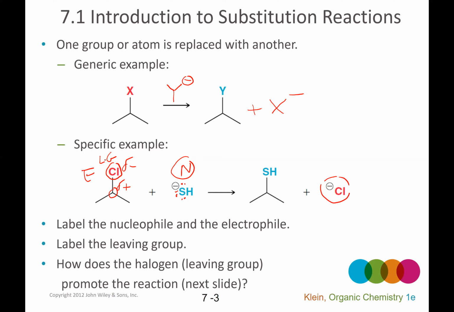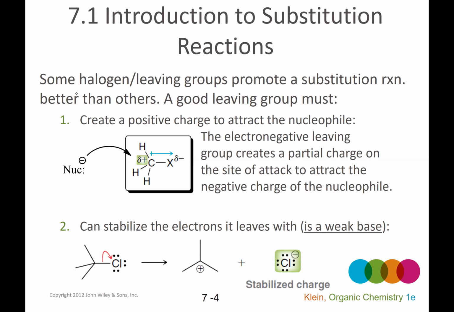So how does the halogen promote the reaction? Let me show you how that promotes the reaction. It promotes the reaction in two ways. One we've already reviewed. If you look here, it promotes it by polarizing the bond here and making carbon partially positive. In that way, the nucleophile with a lone pair is attracted to the positive carbon. There's a place to form a bond. That's one way a halogen promotes the reaction.